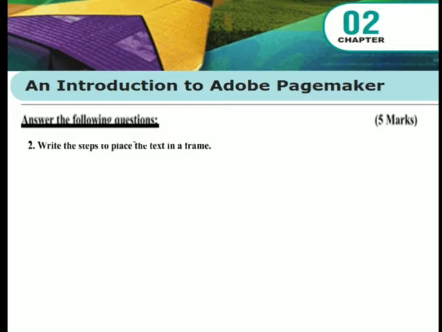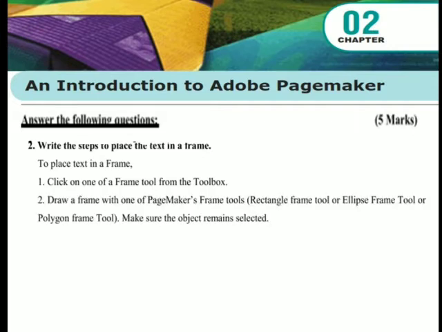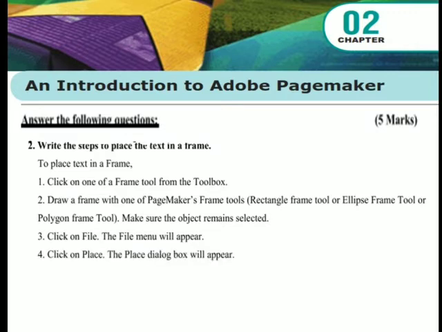Second question, write the steps to place the text in a frame. To place the text in a frame, first you click on one of the frame tools from the toolbox. Draw a frame with one of PageMaker's frame tools. Make sure the object remains selected. Click on File, the File menu will appear. Click on Place, the Place dialog box will appear.